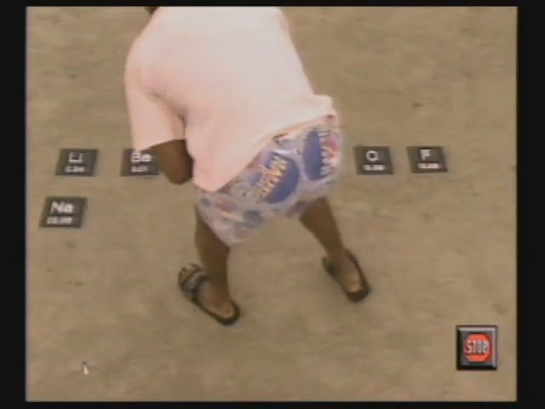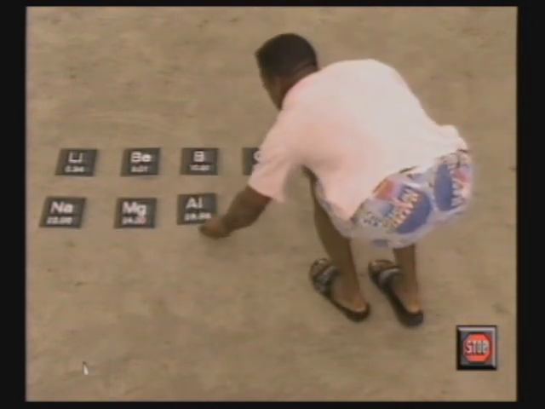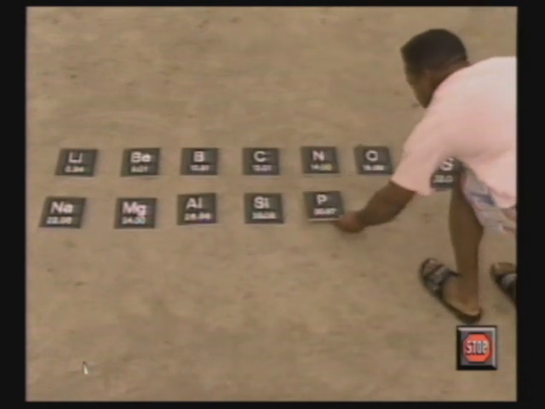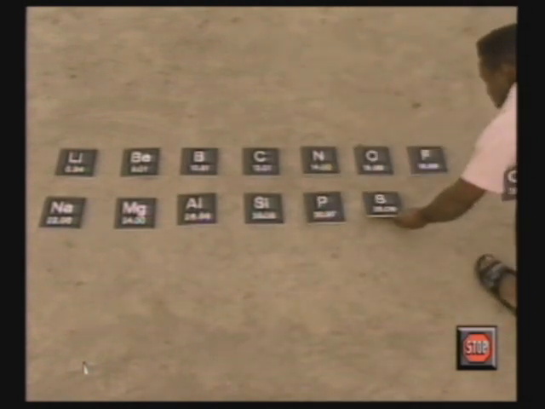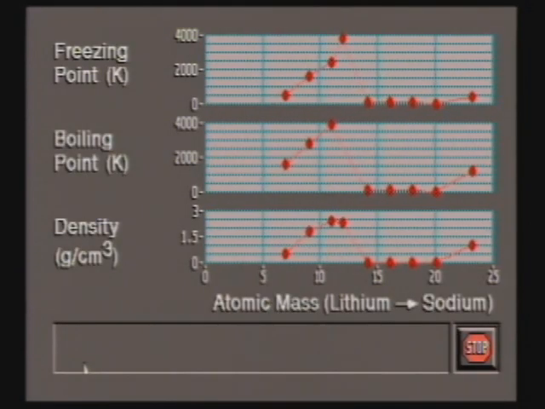To keep elements with similar properties in columns, Mendeleev started a new row with sodium. He then continued with magnesium, aluminum, silicon, phosphorus, sulfur, and chlorine. This sequence follows atomic mass, but density, freezing point, and boiling point also support this pattern.